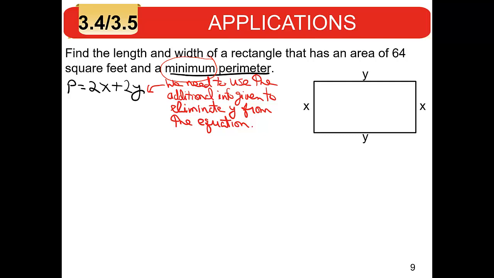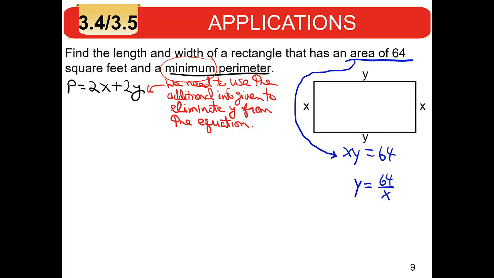So I'm going to do that. What else in that problem tells me something about how x and y are related? There you go. It says the area is going to be 64 square feet. What's the area of a rectangle? Length times width. So that tells me that x times y is equal to 64. Why did I do that? I did that so I could figure out what y is in terms of x. I've practically done it now. All I have to do is divide both sides by x, and I find out that y is equal to 64 divided by x.